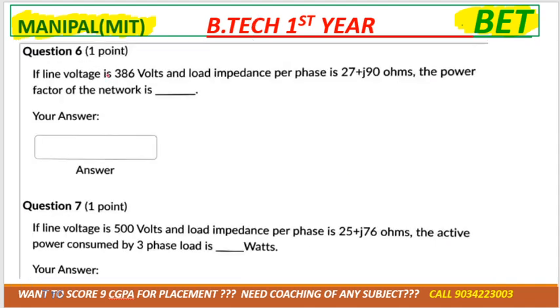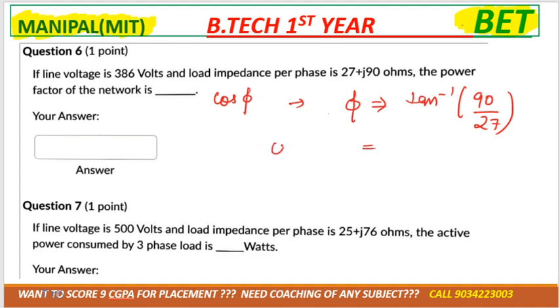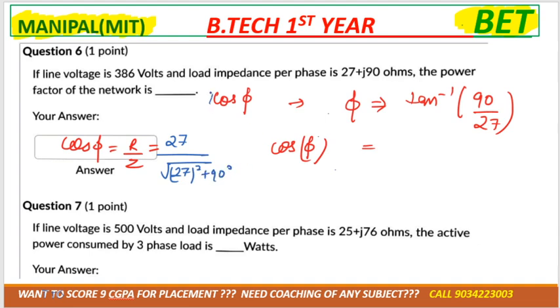In this they are asking you the power factor. Power factor is cos phi. So we need to calculate cos phi, and for that we need to calculate phi. Phi is tan inverse XL by R, that is 90 divided by 27. Correct? So from here you can get phi, then get cos phi. Or you can get cos phi directly by the formula R by Z. R you know is 27, Z is 27 square plus 90 square, under root. You can do it by both methods, the answer would be the same. Okay.